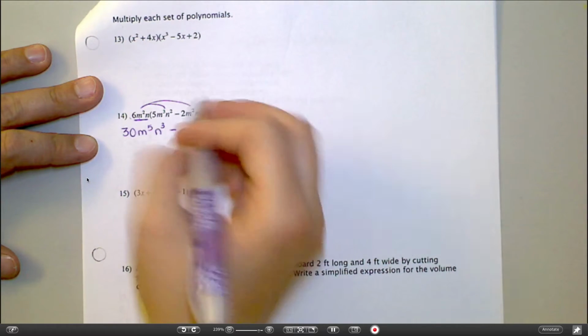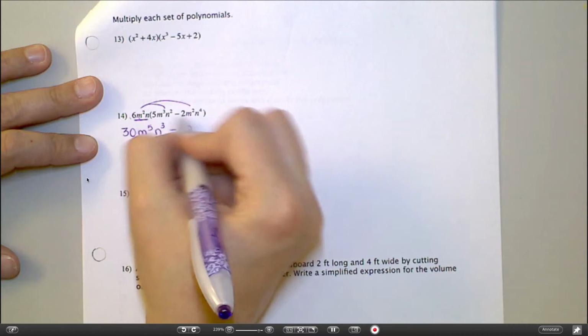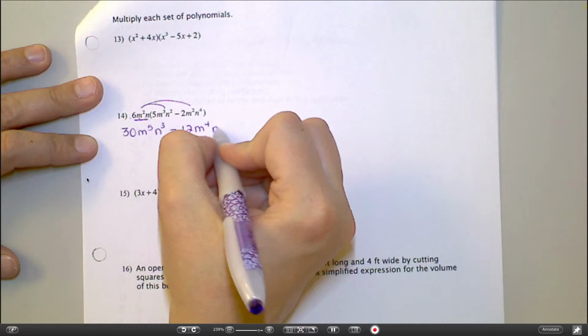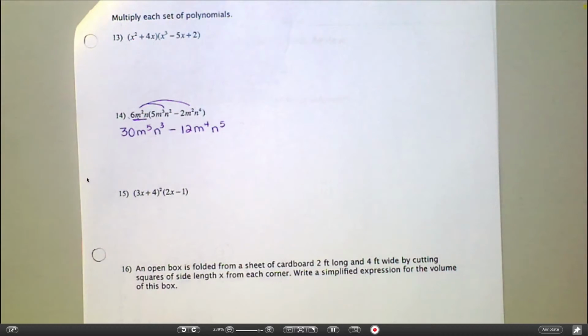Minus 6 times 2 is 12. M squared times m squared is m to the fourth. N times n to the fourth is n to the fifth. And that's what that one would look like.